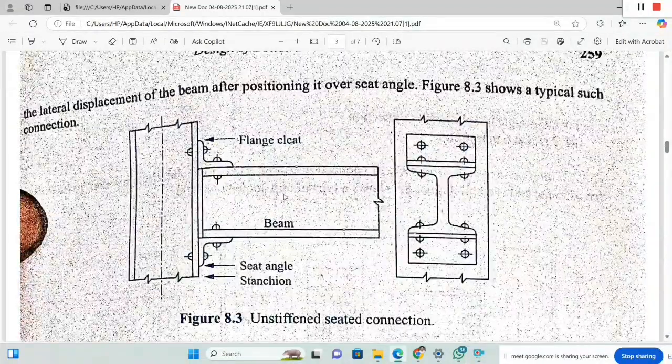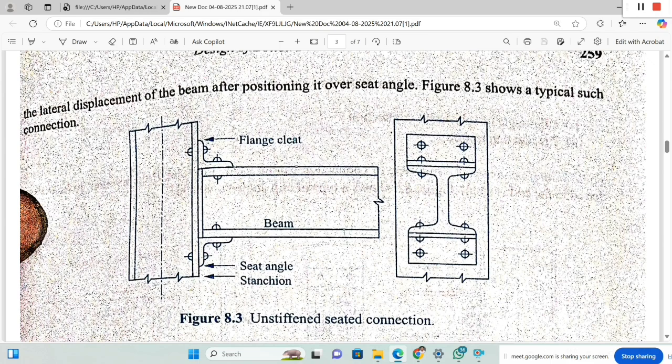Here, if you observe, these are the seat angles: the bottom seat angle and the top seat angle. In this one, this is the beam and this is the column. So the beam rests on the seat angle. The stanchion means nothing but a column. So this cleat angle or seat angle will be connected to both the beam and the column. The flange of the beam is connected to the flange of the column.